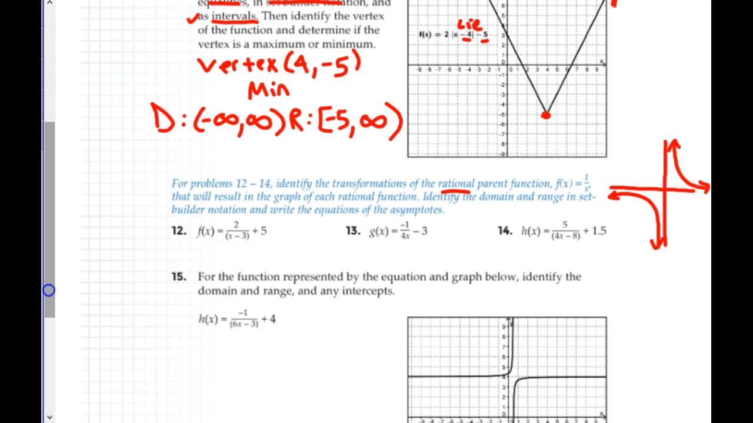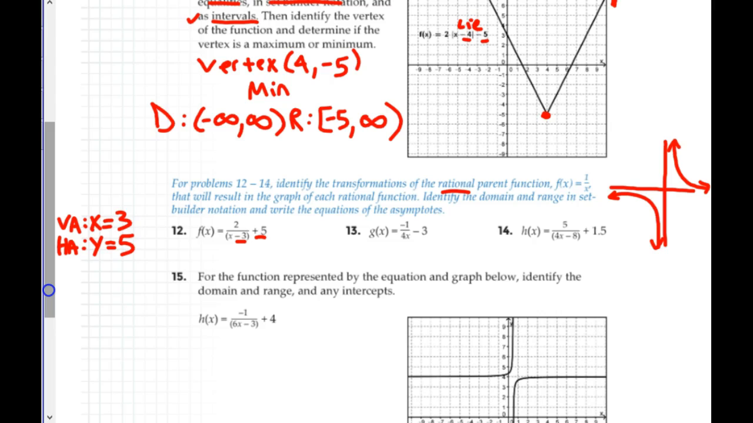Alright, so vertical asymptote is always x equals a number, and it's the c value, just c's a liar. So x equals 3. The horizontal asymptote is always y equals, and you're using the letter d value, which is 5, and not a liar.